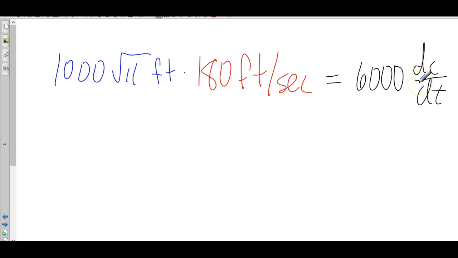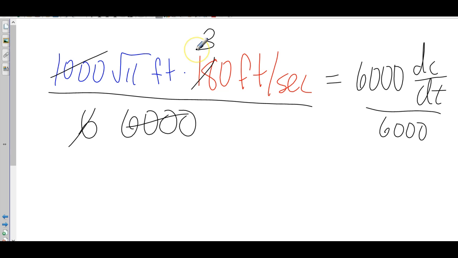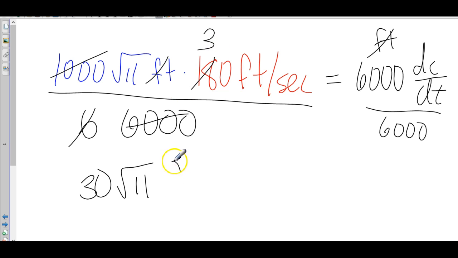So there's a quick solution. We just solve for dC/dt by dividing away the 6,000. Alright, and so the 1,000 over the 6,000 will reduce to 1 over 6. 6 will go into 180 30 times, and we're left with 30 times the square root of 11. Alright, and this is 6,000 feet also. That'll cancel with that. So we're left with feet per second again.